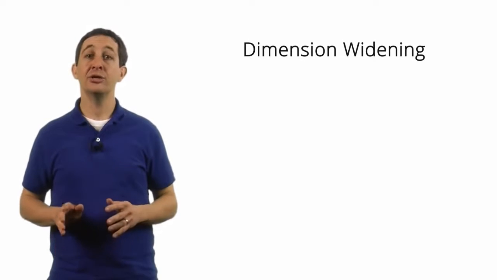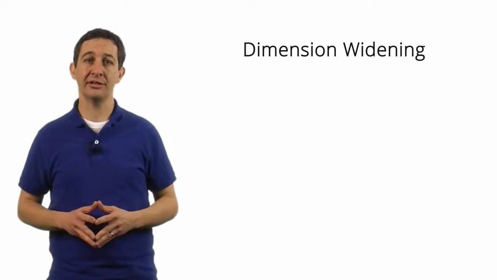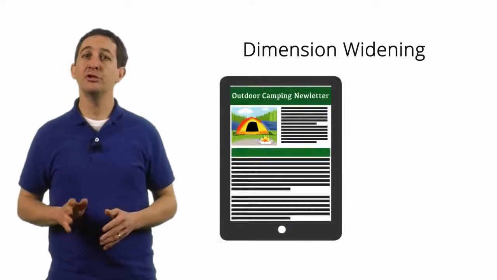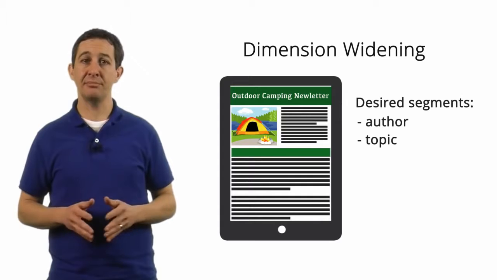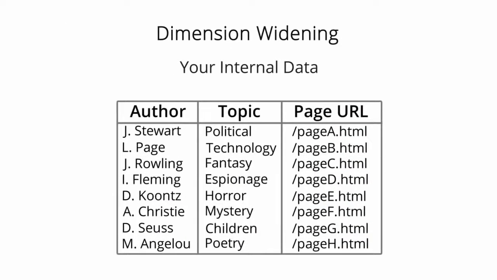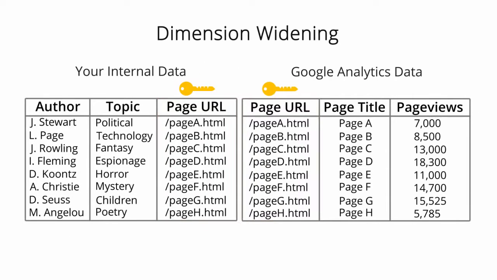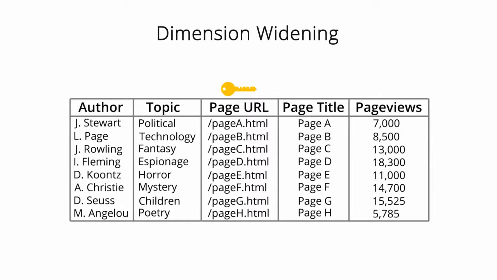With dimension widening, you can import just about any data into Google Analytics. For example, if you're a publisher, you might want to segment your data based on the author and topic of your online articles. While this data is not normally collected by Google Analytics, you might have it stored in an internal system. With dimension widening, you could import author and topic as new dimensions for your content pages. You could use each article's page URL as the key that links the new data to the existing Google Analytics data. Once added, author and topic would be treated just like any other dimensions in Google Analytics.